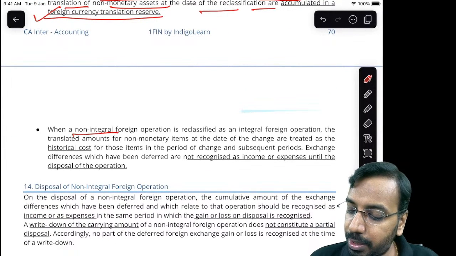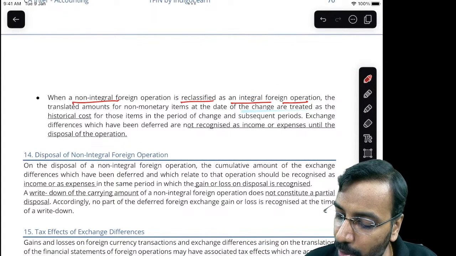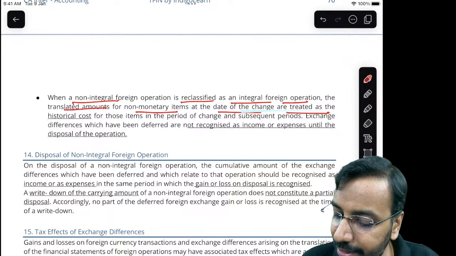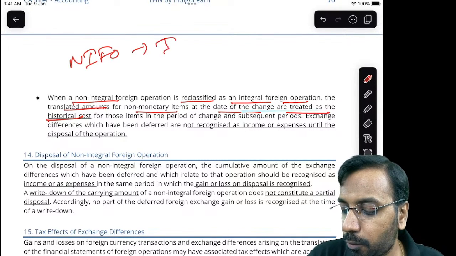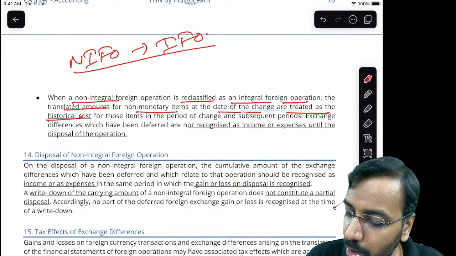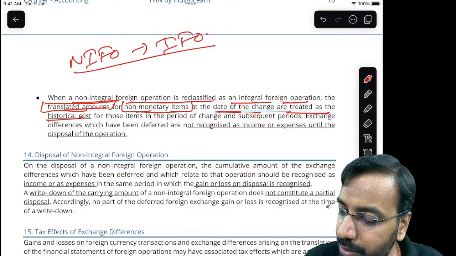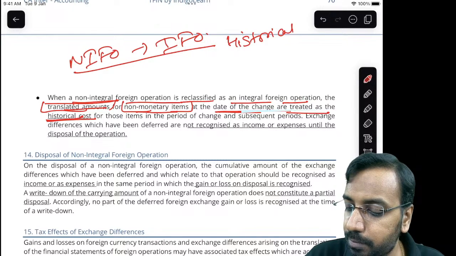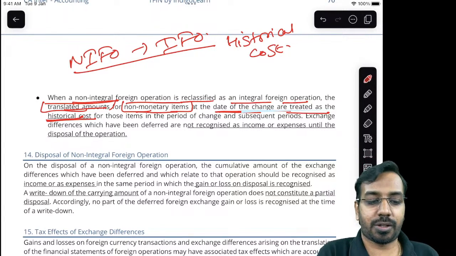When a non-integral operation is reclassified as an integral foreign operation, then whatever are the translated amounts for non-monetary items on the date of change are treated as the historical cost. Means NIFO has become IFO, integral foreign operation. So whatever is the translated amount for non-monetary items on the date of change, they will be considered as the historical cost. Historical cost meaning that is the cost, that is the deemed cost.